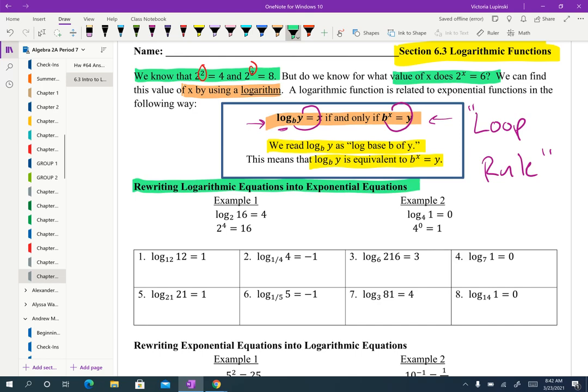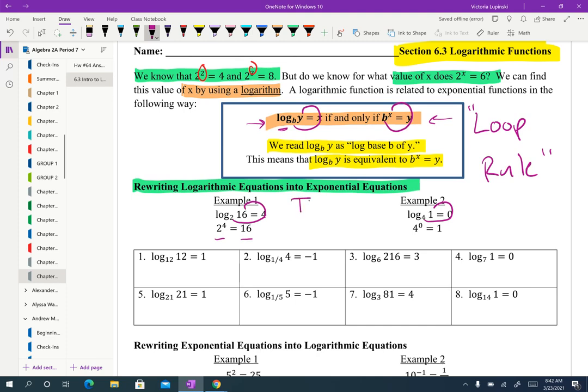And if we're going to utilize the loop rule, take a look at the ones that are already done for you. If you start at the 2, loop to the 4, and then come back, you would say 2 to the 4th equals 16. Here, for example, start at the 4, loop to the other side, and then come back. 4 to the 0 equals 1.